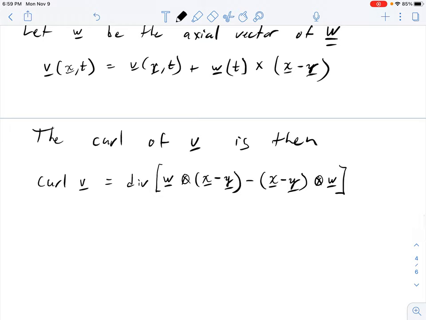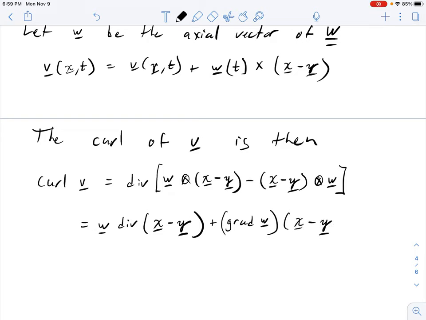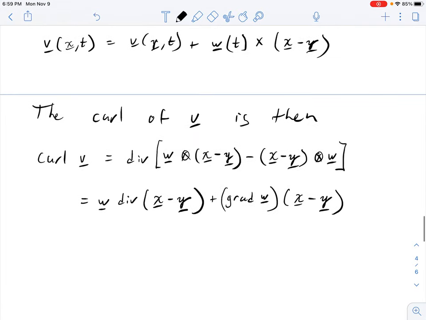And we can split that up, and we're going to get four terms here. That is equal to W times the divergence of X minus Y. This is going to be for a fixed Y. Plus the gradient of W acting on X minus Y. So this was taking the first term here and applying that one formula to it. And then it is minus X minus Y div W, minus the gradient of X minus Y acting on W.